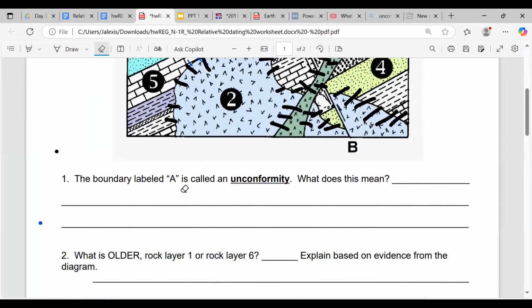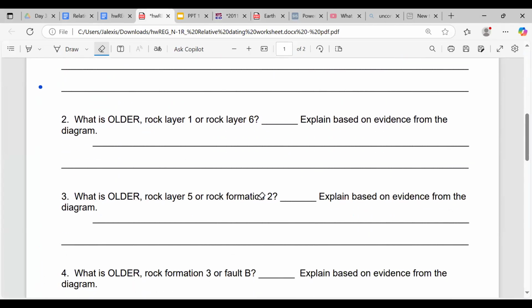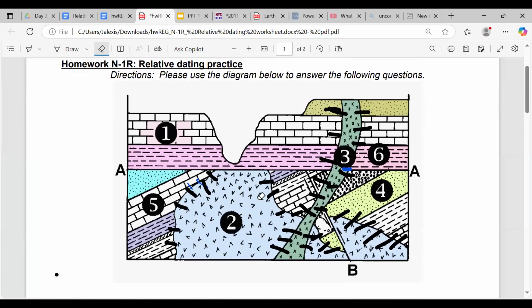What is older, rock layer five or rock formation two? So when I take a look, rock layer 5 is here and rock formation 2 is here. We learned in class that this is an igneous intrusion because igneous rock is made from magma. And magma has the ability, given its characteristics, to cut through rock layers. So it is clear rock layer 5 was formed, and then rock formation 2 came in because rock layer 5 is affected by contact metamorphism.